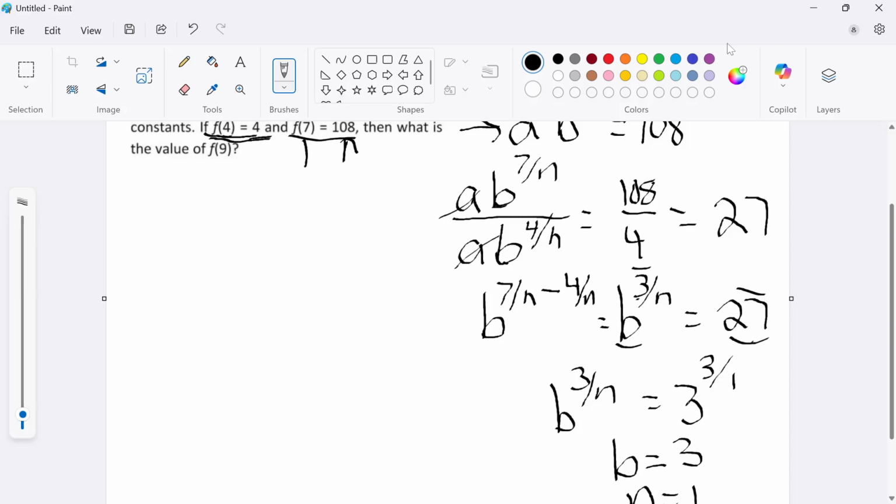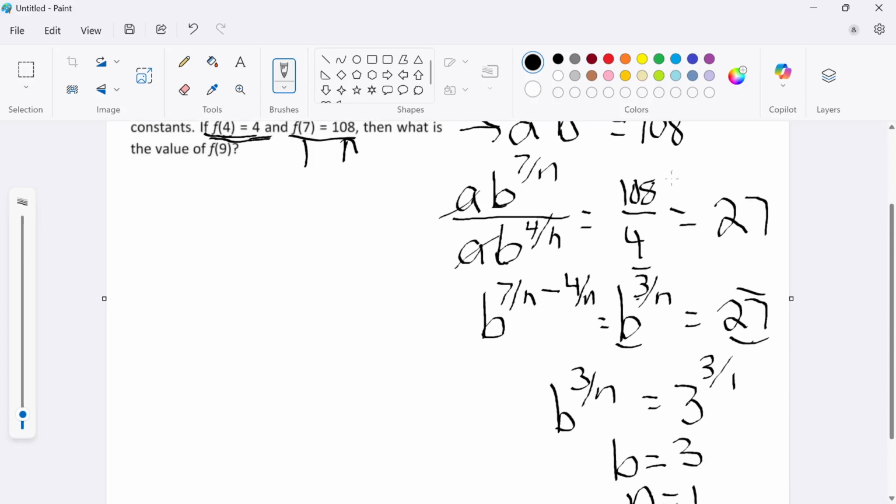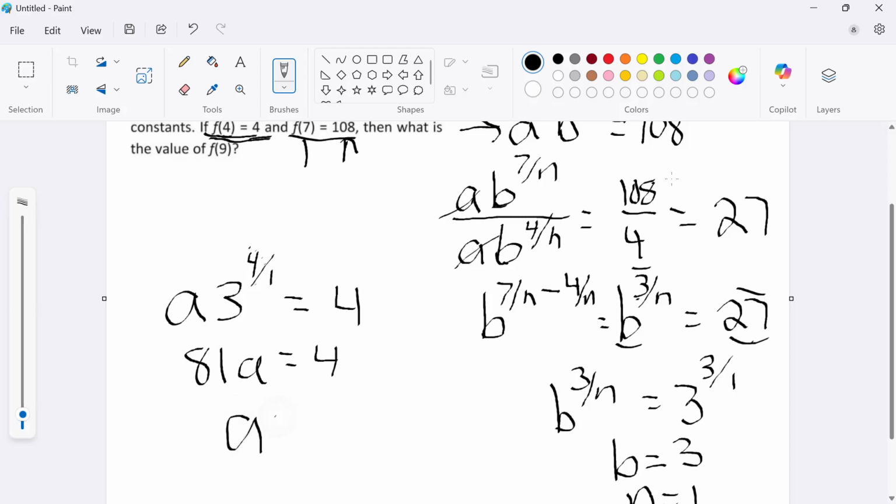I will plug it into one of the equations and see if I can solve for a, and I'll use this one. a times 3 to the power of 4 over 1 equals 4. Well, let's see. 3 to the 4th power is 3 times 3 is 9, 27, 81. 81a equals 4. I'll divide both sides by 81. a equals 4 over 81. And I cannot simplify that.